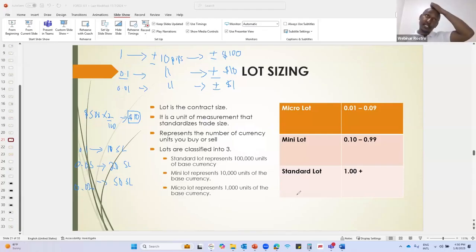So that is about lot sizing. Before I go to the leverage, I can see a question here. Can the value of a pip be the same if EUR/USD gets 100 pips in value, same as USD/JPY? No, sometimes it's different. It's different, but that's very deep mathematics that might start scaring people. Forex is very complicated, but this is the basic, especially for majors like EUR/USD, GBP/USD.